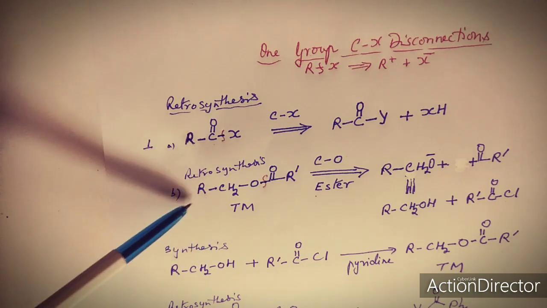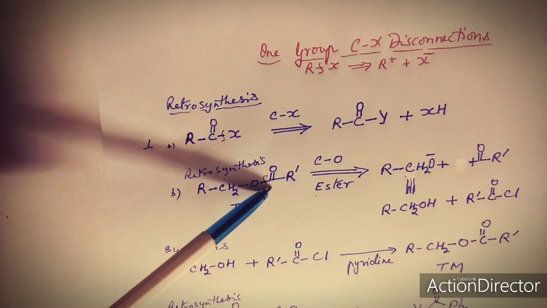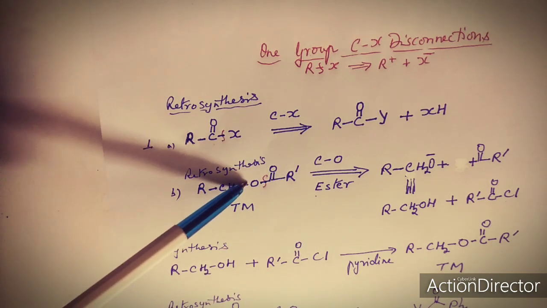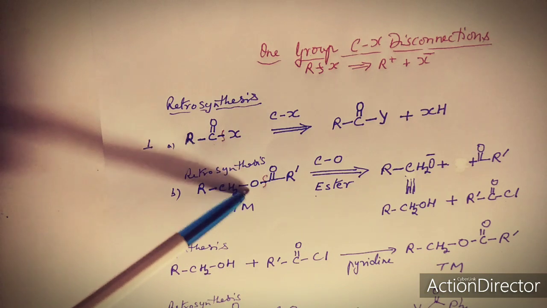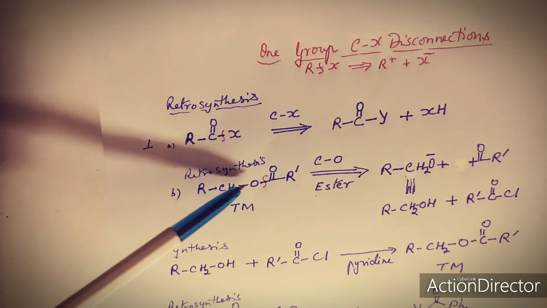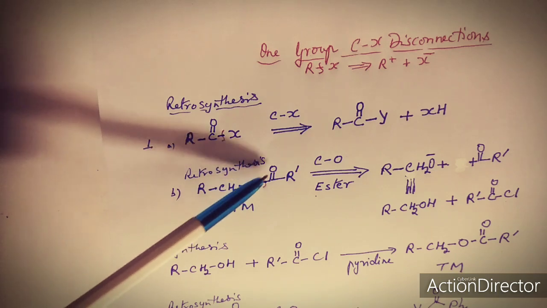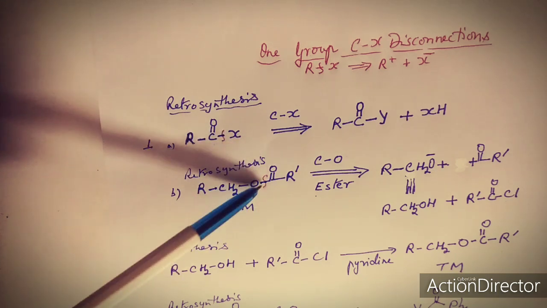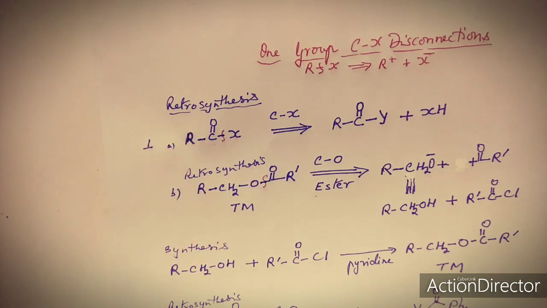This is the disconnection between the carbon and this heteroatom. Remember, not this carbon and this oxygen, otherwise we will be removing this entire ester group. Now we are disconnecting the ester. We know how an ester is formed by the action of an acid halide and an alcohol. So this is what is being done.